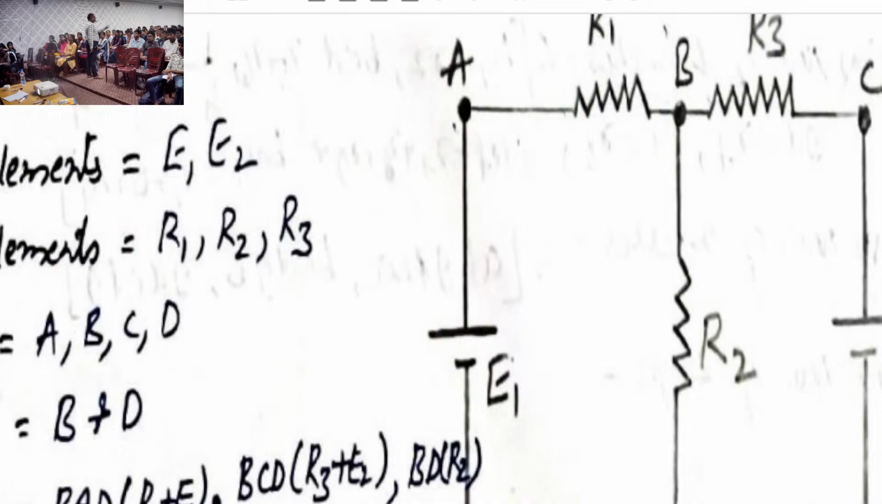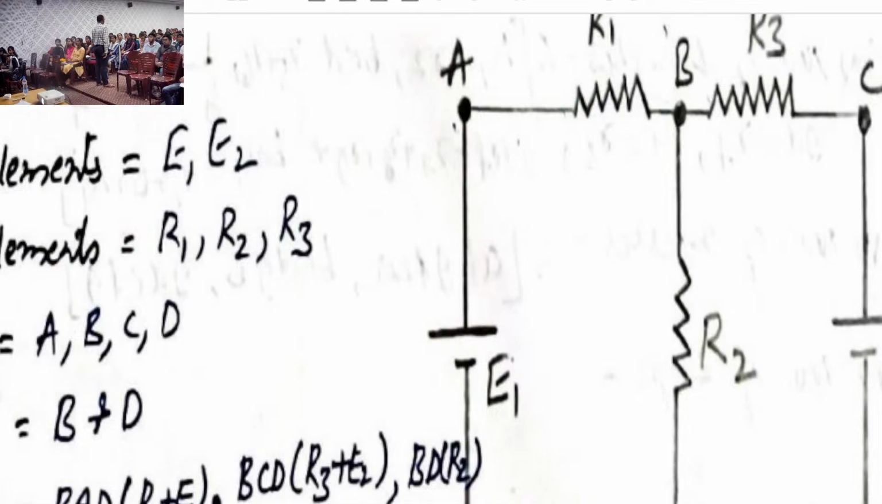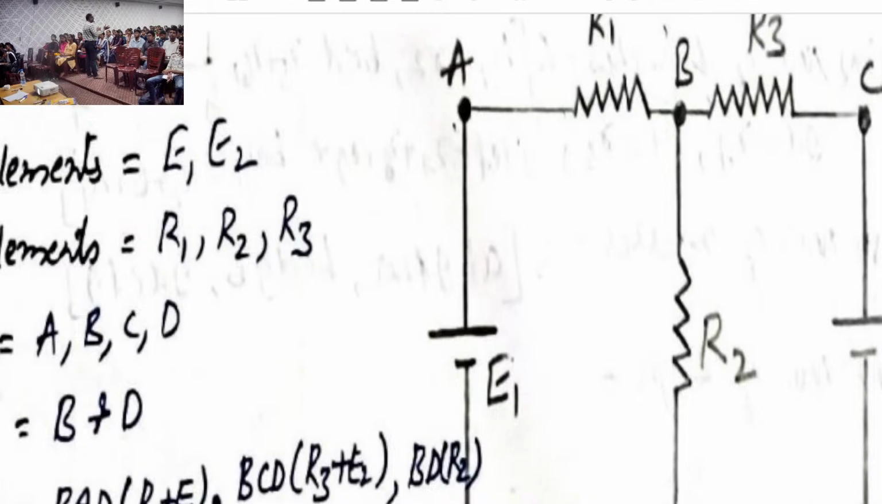So the second question is completed. What was the first question? How many elements are present in the given circuit? Fine, clear. Second question: how many are active elements, how many are passive elements? Clear now? Now the third one, node.